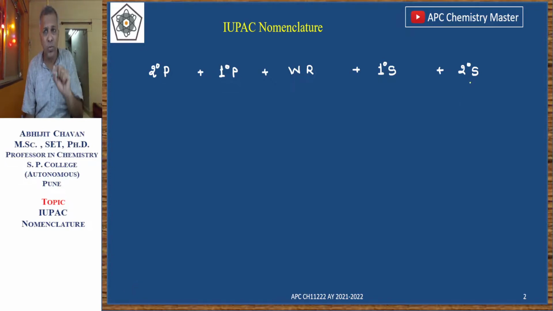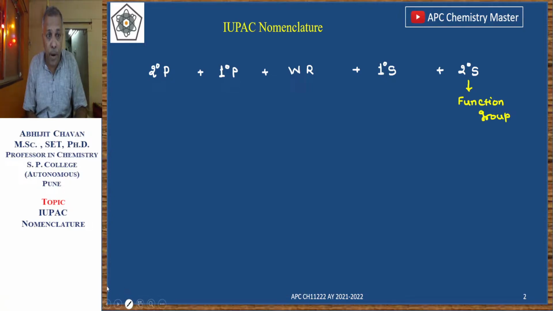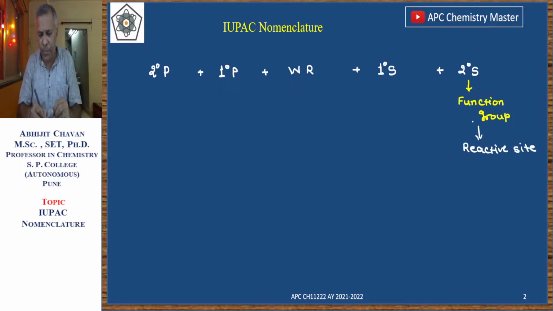Let us focus first on the secondary suffix. What is this secondary suffix all about? The secondary suffix gives me an idea about the functional group present in the compound. You already know that in a given organic compound, there may be more than one reactive site. What is meant by a reactive site? A reactive site is nothing but the functional group. There may be many functional groups present in the compound. Out of that, one is preferential.